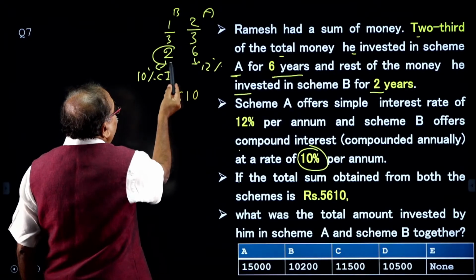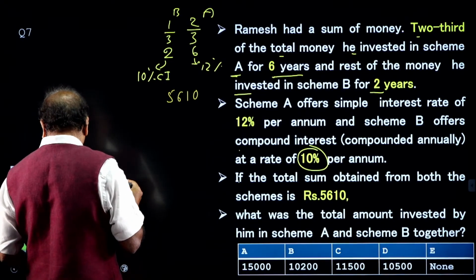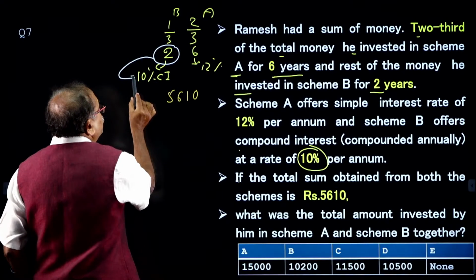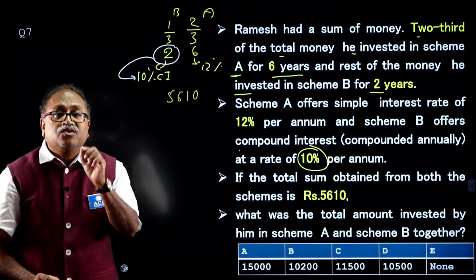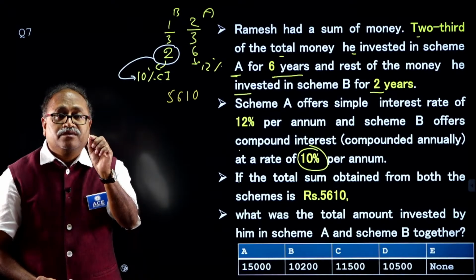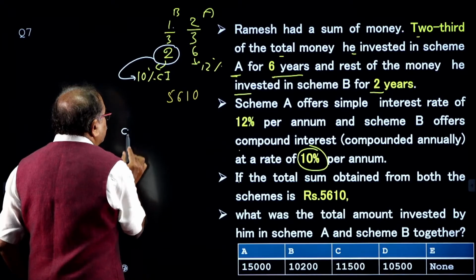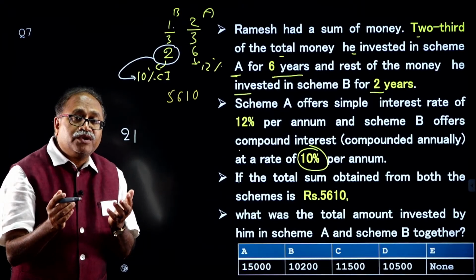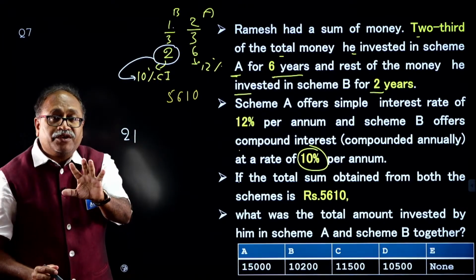Here, for 2 years at the rate of 10% per annum compound interest, what will be the total compound interest? 21%. So, take the 1/3 of 21%. For 2 years at 10% per annum, compound interest will be 21%. 1/3 is invested at 21%.